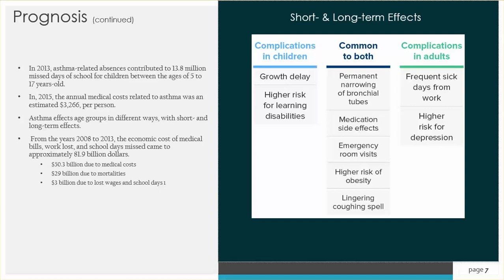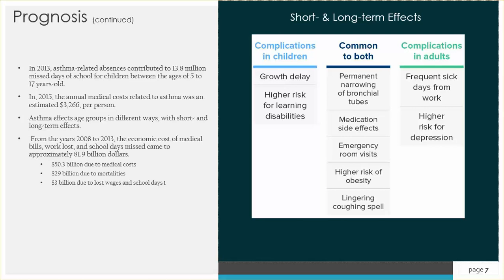On the right-hand side here, you can see the short and long-term effects of asthma on each person. Complications in adults can be frequent sick days from work. They may have a higher risk for depression. For children, they may have growth delays and learning disabilities. And the commonality between the two is permanent narrowing of the bronchial tubes, side effects from medications, ER visits, greater risk of obesity, and lingering coughing spells. There's also a lasting financial effect.